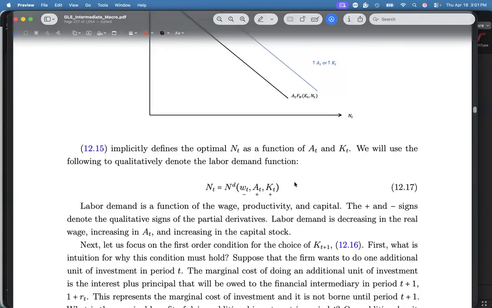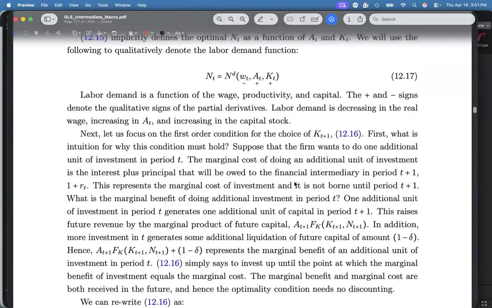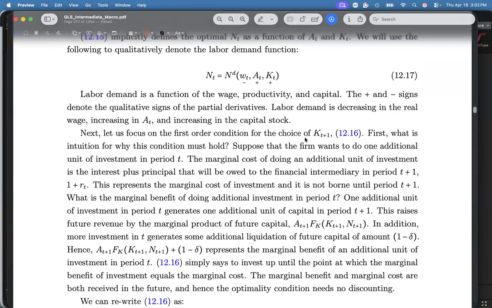Okay, 12.7. Any questions at all about labor? And you'll end up with this. This is the most important one. Labor demand will be a function of these three things. In an exam situation, you will probably have to come up with an expression for labor demand.